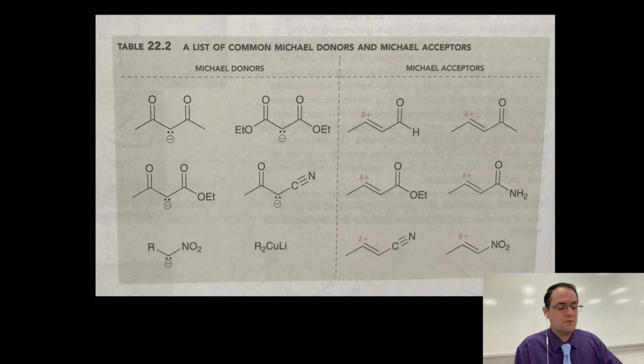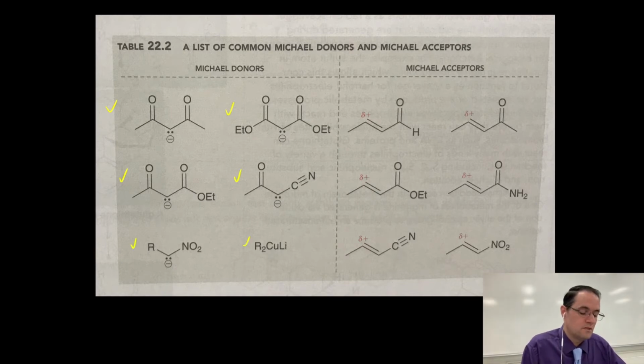Okay. So there's various Michael donors and acceptors, and let me give you a table here that's in your textbook. So in our textbook, we have 1,3 diketones, 1,3 diesters, beta ketoesters, beta cyanoketones, nitros, and Gilman reagents. These are all going to be the nucleophile. Let me just label it up here. Those are all going to be the nucleophile that attacks the beta carbon of an alpha beta unsaturated ketone, aldehyde, ester, amide, nitrile, or nitroalkene.